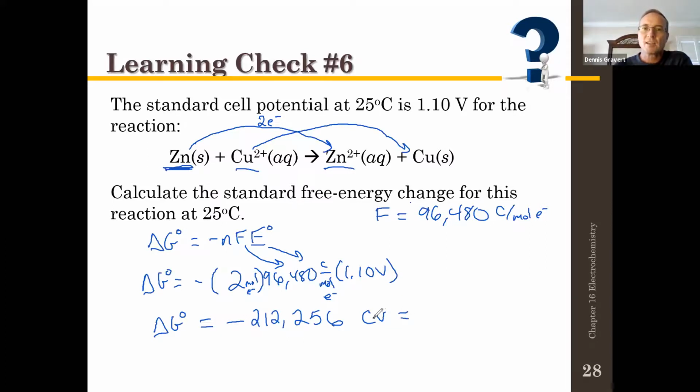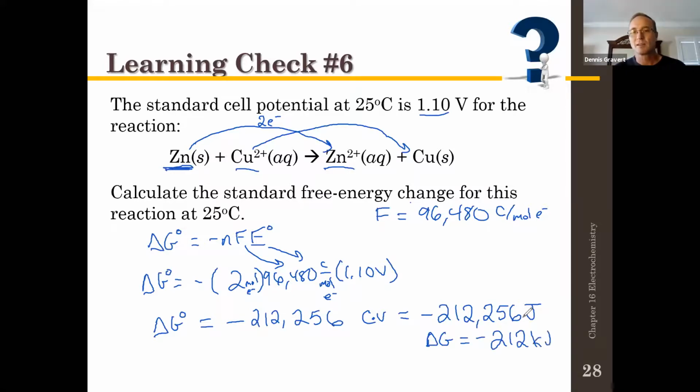The units of coulombs times voltage is equal to a joule, because free energy is measured in either calories or joules. And I don't like 6 sig figs when I only had 3 here. You might want to change it to kilojoules. You don't have to. For the exam, please round this off to the correct number of sig figs: negative 212,000 joules, or you could convert it to kilojoules. There we go.